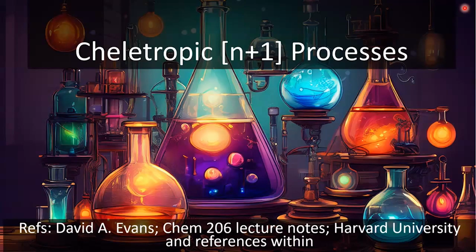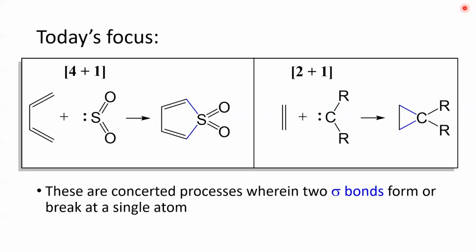So today we're going to be discussing cheletropic processes. These are concerted processes whereby two sigma bonds either form or break at a single atom location, shown here with sulfur and carbon in these two examples.